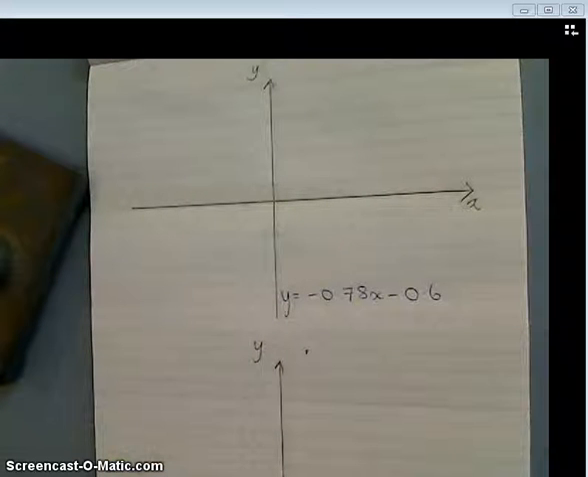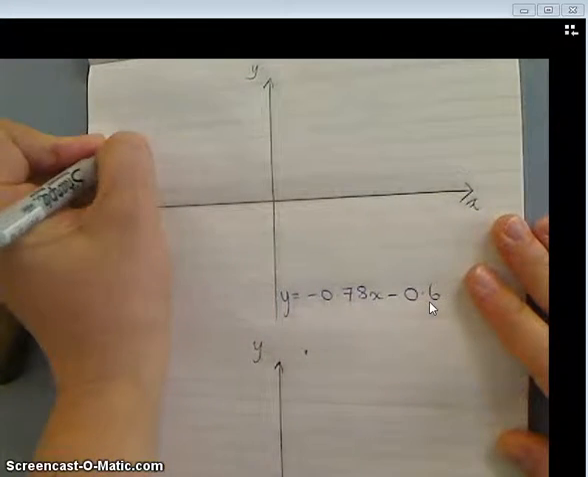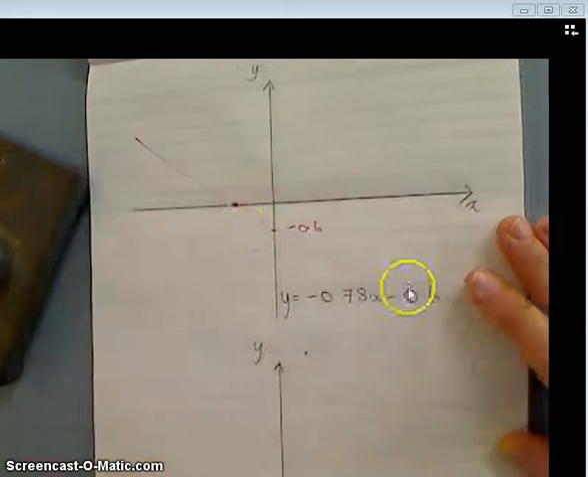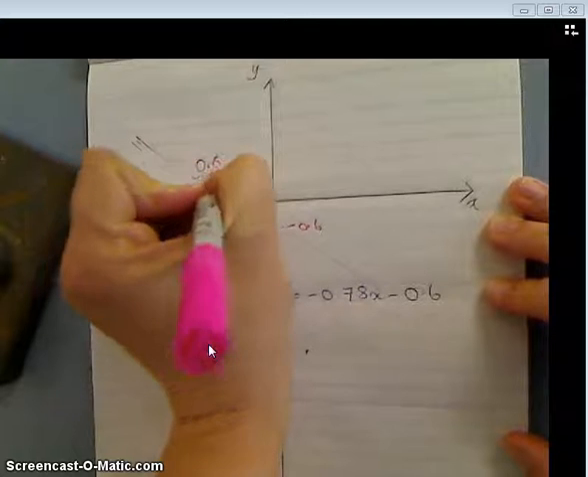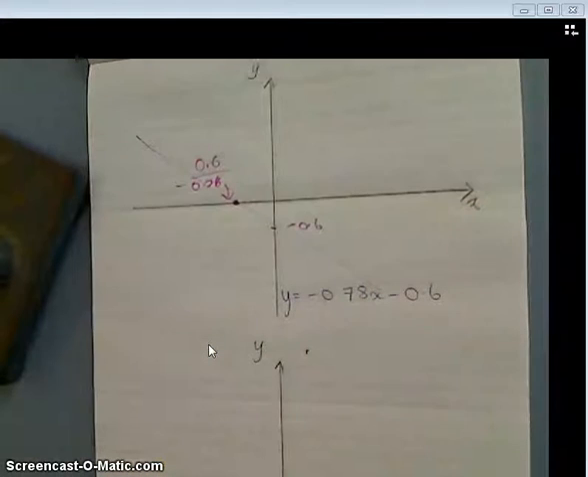Okay, do a few more. Just a decimal, we look at firstly reflection, yes, so now I know I'm going to have a negative gradient. 0.78 is less than 1, so it's going to be flatter, and it's moved down minus 0.6. So we should be able to draw that in now. If we want this x-intercept, we rearrange it, we get 0.6 divided by minus 0.78. And we work out what that is as a decimal and write it in.